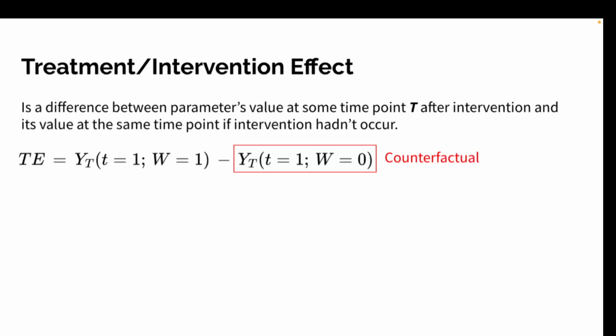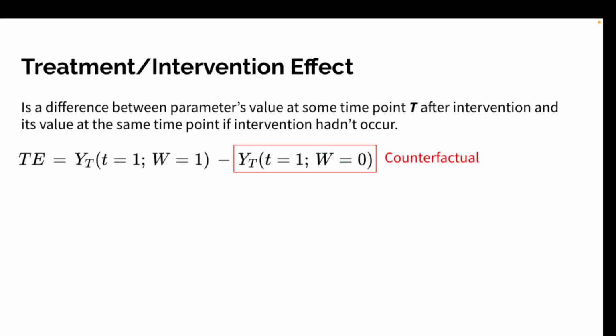Okay, so the first term means the value of my variable in the treatment group after the intervention. That's the first term, right? And it's a perfectly observable quantity. I can observe it. Now the second term, as you can see, is a counterfactual.